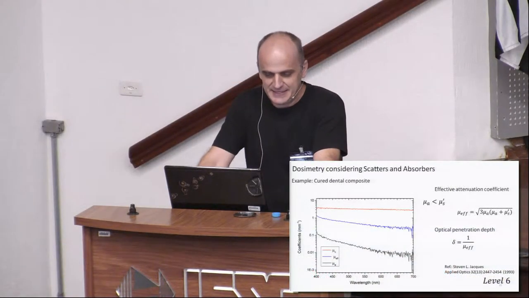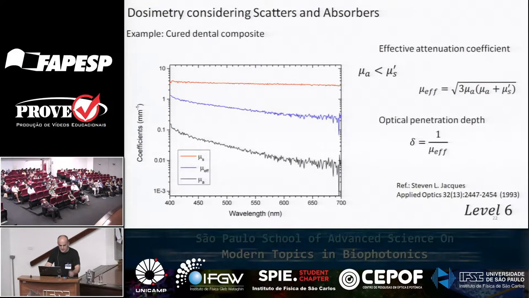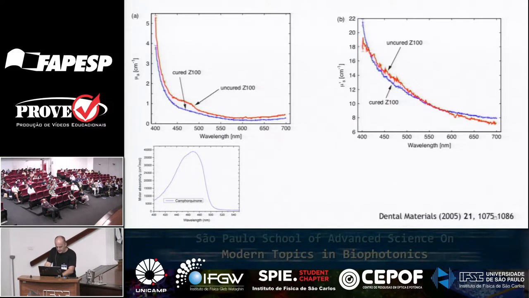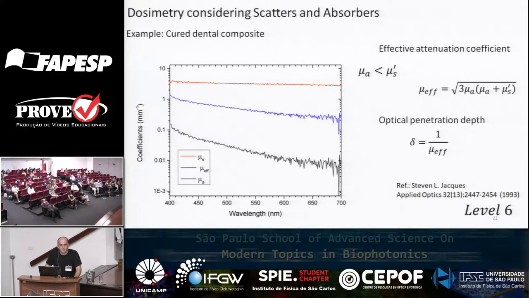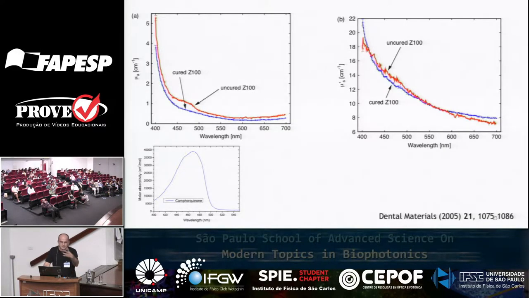What we have here is a dental composite, and we measured the scattering coefficients in red and the absorption coefficient in black, and calculated the effective attenuation coefficient. With this you can then calculate how deep your radiation goes over the spectral range. Imagine that dental composite is a mix of silica, polymers, and photoinitiators. The photoinitiator in this case is camphorquinone. You have an absorption peak at 460 nanometers.